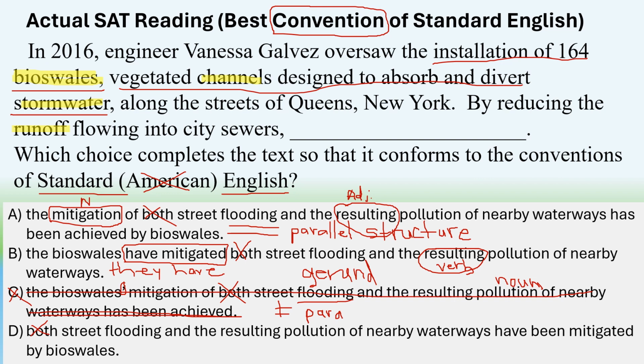Let's go over D. When we go over D, both street flooding and the resulting pollution, again, you have flooding, kind of a gerund, resulting pollution of nearby waterways have been mitigated by bioswales. Have your teachers told you, and I do this a lot, have been mitigated? I'm an English major, and I do that. Have been mitigated. It's like, nearby waterways have. You kind of want your verb on the SAT up in the front. And this is like your helping verb. They also call it the auxiliary verb.